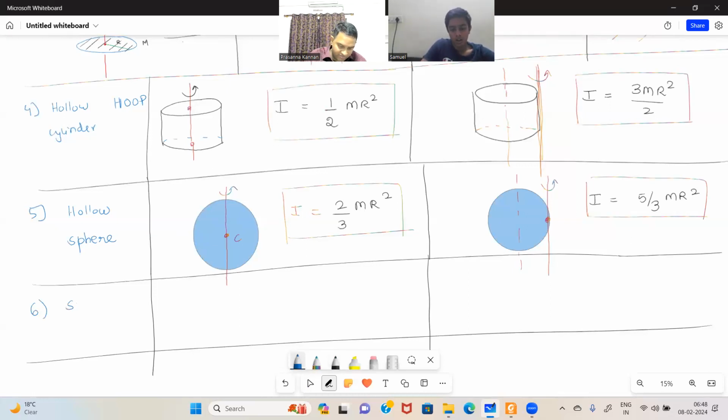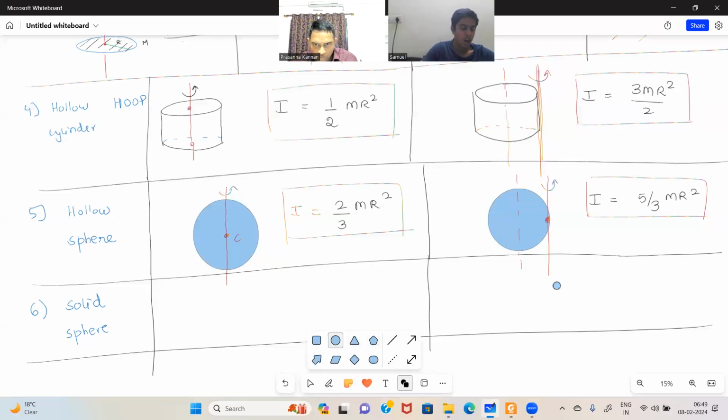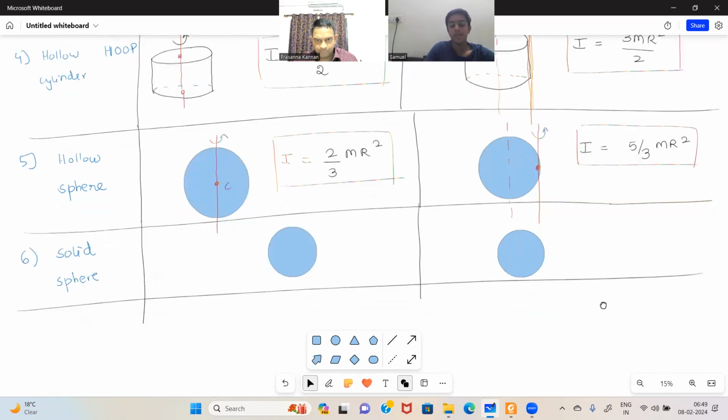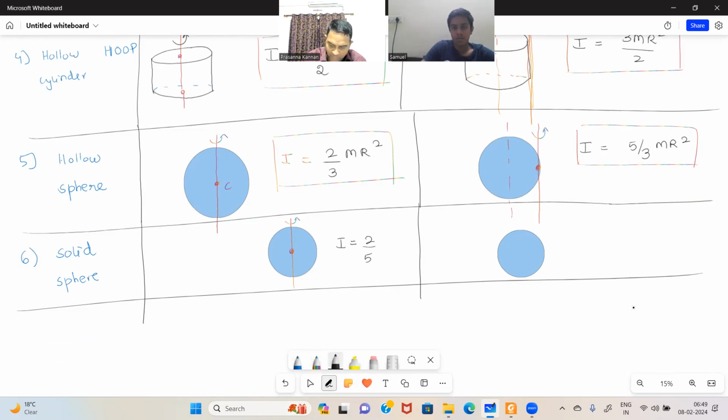Similarly, solid sphere. Solid sphere means the complete volume is filled by material, right? Once again, there are only two variations which are important. One is the axis passing through the center of mass. So what will be the moment of inertia in case of a solid sphere? 2 by 5 mr squared.